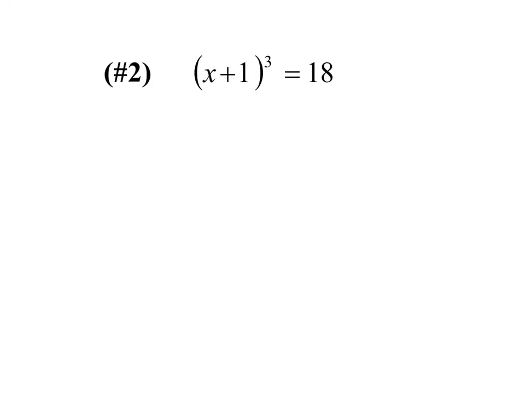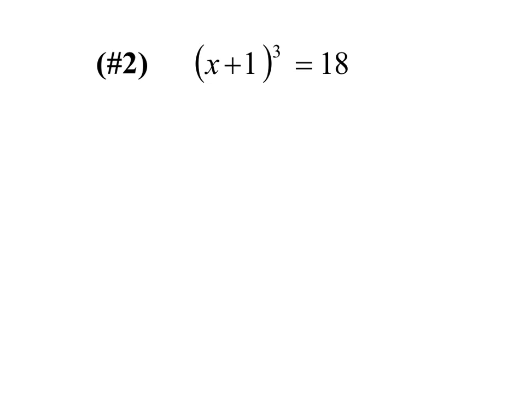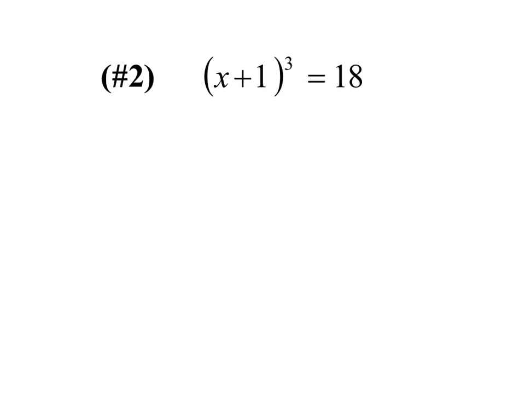Okay, one more example. We have the quantity of x plus 1 cubed, or to the 3rd power, equals 18. First things first, is the x plus 1 cubed, is that thing by itself? There's not like a 4 in front of it or anything. It is by itself. So we need to get that x plus 1 by itself. Now, how do I undo cubing something? Well, I take the cube root. So now we're going to have x plus 1 equals cube root of 18.